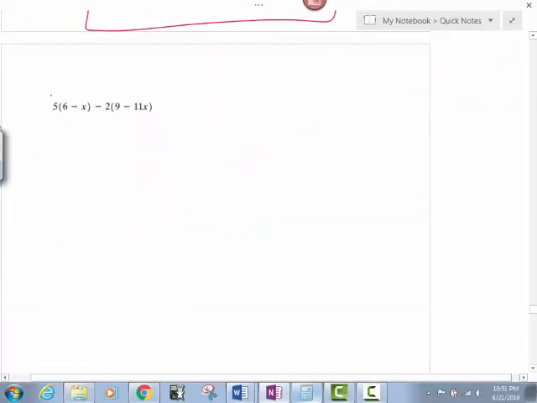So let's take a look at this last problem here. 5 times 6 is 30. Minus, remember that's a 1. 5 times 1x is a 5x. I'm multiplying by a negative 2. Negative 2 times 9 is a negative 18. Negative 2 times a negative 11 is a positive 22 with an x.